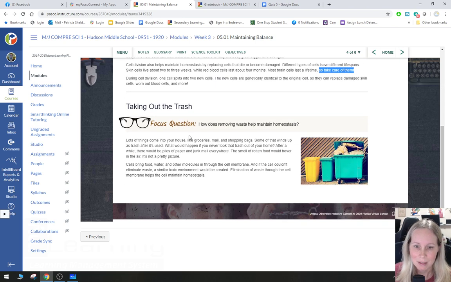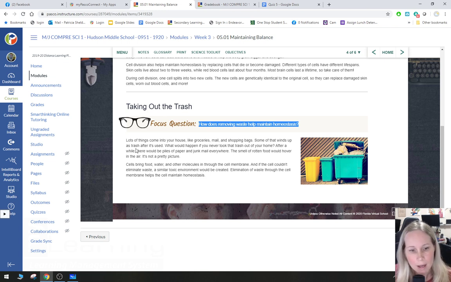All right. How does removing waste help maintain homeostasis? Lots of things come into your house, like groceries, mail, and shopping bags. Some of that winds up as trash after it's used. What would happen if you never took that trash out of your home? After a while, there would be piles of paper and junk mail everywhere. The smell of rotten food would hover in the air. That's not a pretty picture.